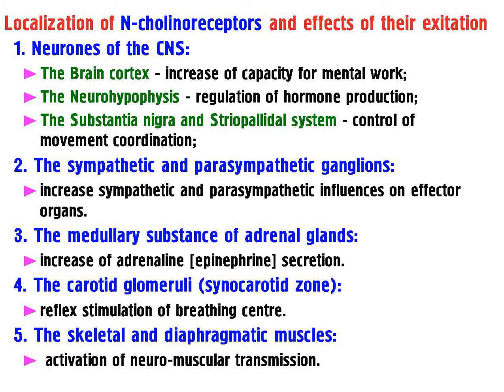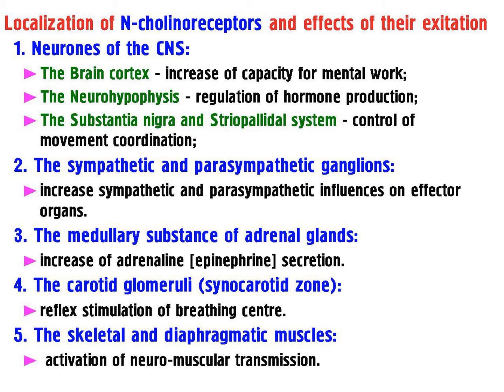Next, we will talk about the localization and effects of the nicotinic receptors. These receptors, or N cholinergic receptors, are also found in different brain regions, such as in the brain cortex, in neurohypophysis, in substantia nigra and striopallidal system, where they perform a variety of different functions, which we will discuss later when we start talking about the pharmacology of CNS.